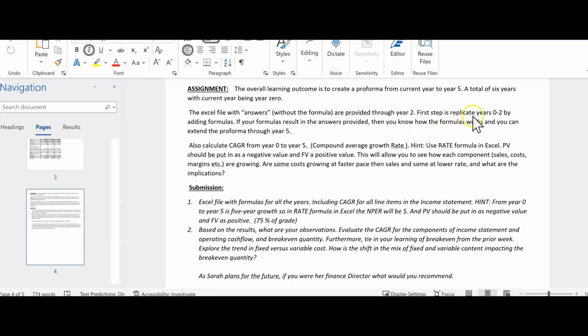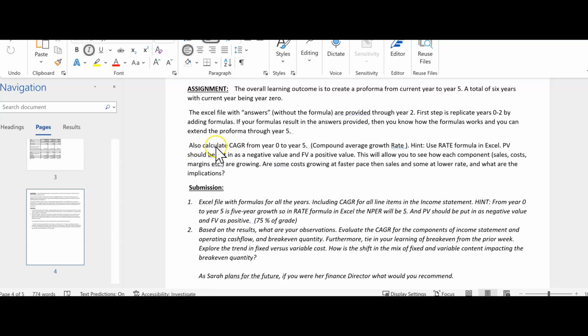First step is to replicate year 0 to 2 by adding the formula. So you'll have to do the formula, that's your learning. And if your formula results in the answers provided, then you know your formulas are working. So in some ways, it takes away some of the guesswork because you will be able to make sure you get to the answers that are provided to you. Now, once you can replicate year 0, 1, and 2, then it will just be copying the formula for year 3, 4, and 5.